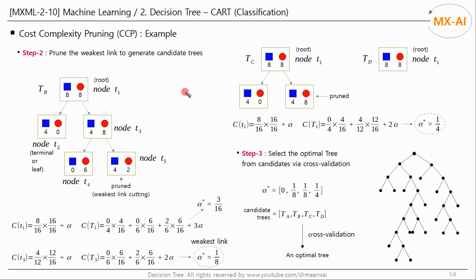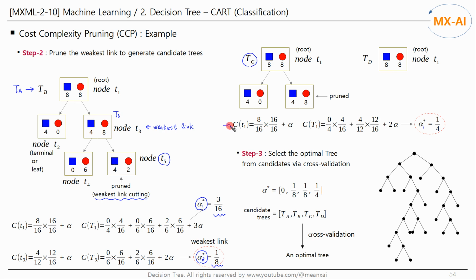Now let's continue the pruning process. We remove subtree T5, the weakest link, which simplifies the tree from TA to TB. Node T5 is now a leaf. We then recompute alpha star values for the updated tree. This time, alpha star for T1 is 3/16, and for T3 it is 1/8. So T3 is now the weakest link. Pruning T3 gives us tree TC.